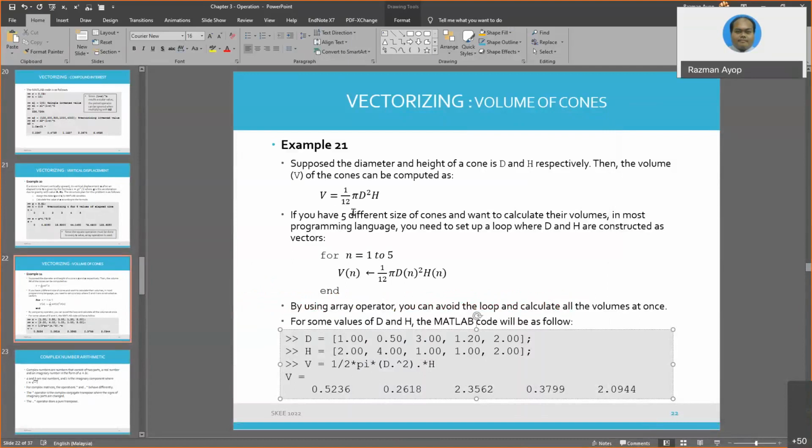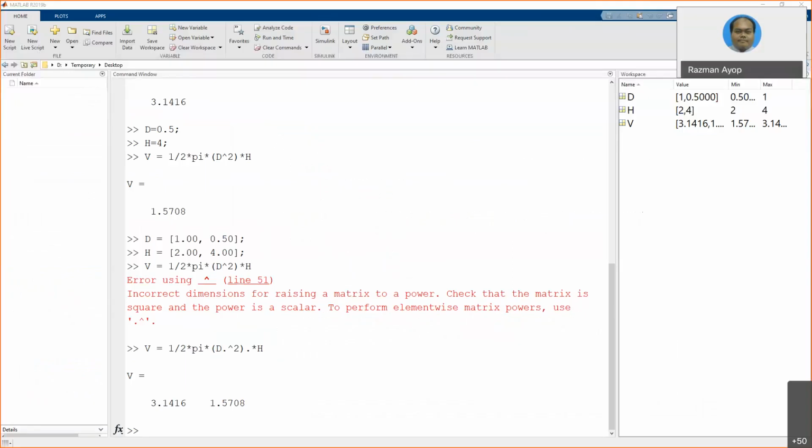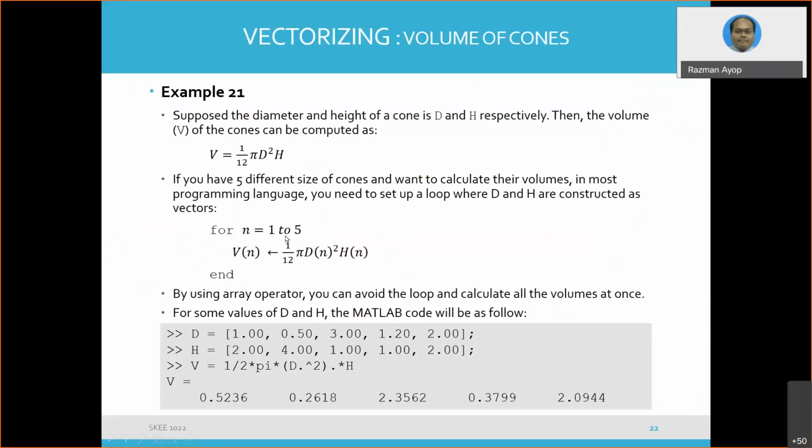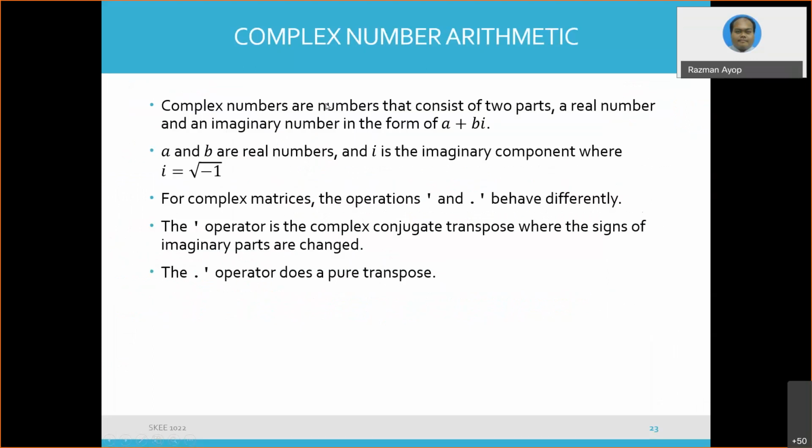Usually, you don't focus on the formula, but you focus on how to code this. Okay, this is the volume of a cone. Okay, complex numbers in arithmetic. So next we move on to complex numbers.